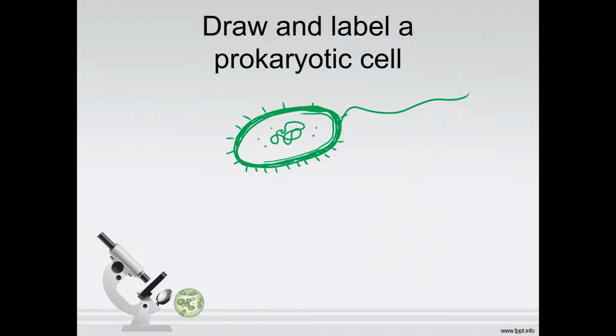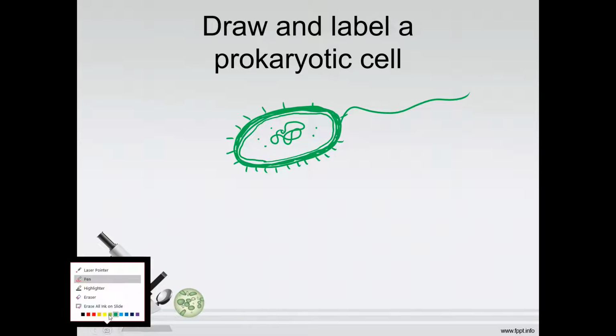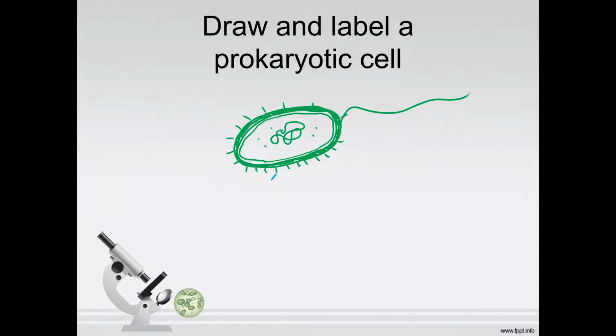Let's see if I can do that on the computer. Oh yeah, look at me go. Good. And then of course we want to label those. So here are our pili. Flagellum is one. Flagella is plural. We have a cell wall. We have a cell membrane.